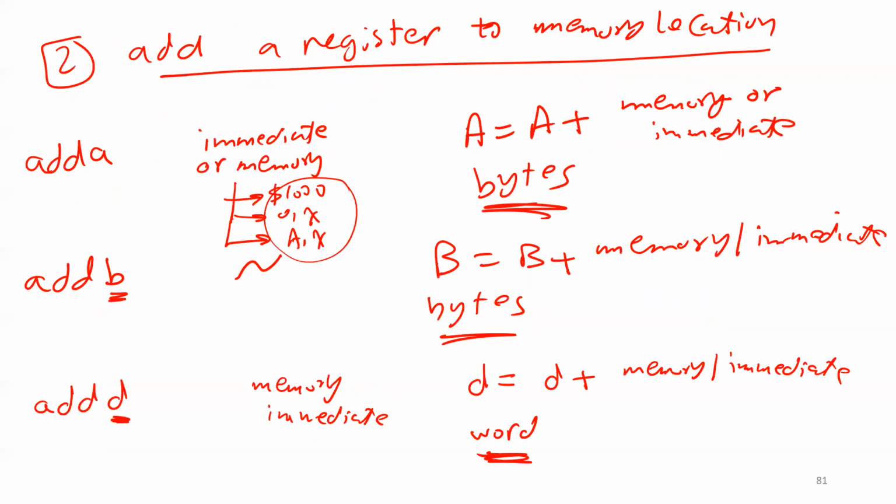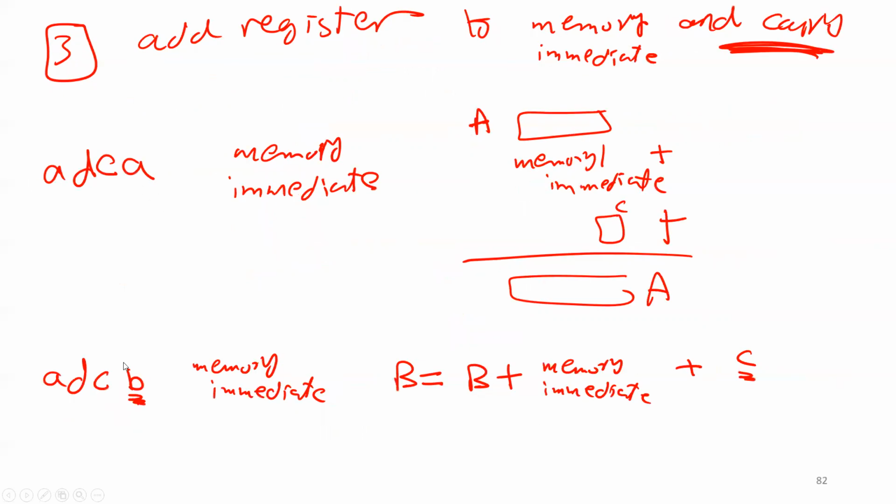So now, the second set of instructions we have here. Here I can add a register to a memory location or an immediate value. So here a register should equal a register plus a memory location or immediate value, as you will see right now. For this one, we have only 3 instructions: add A, add B, add D. That's all we have here.